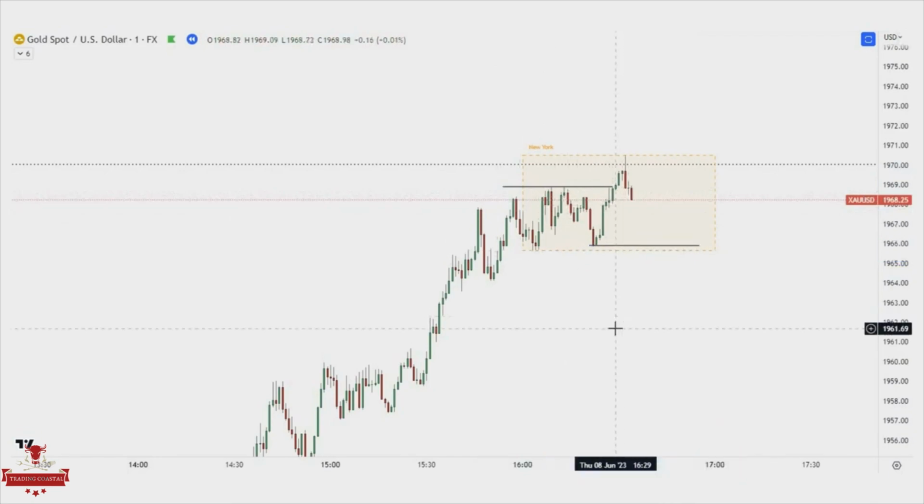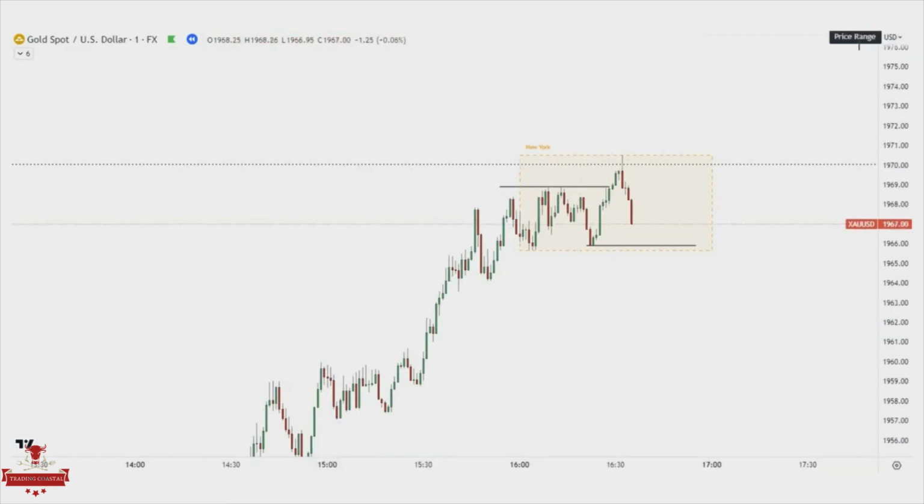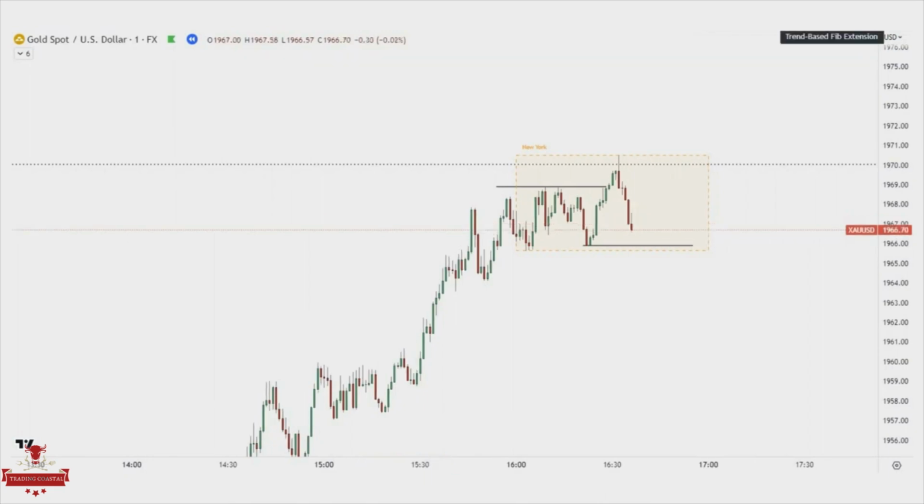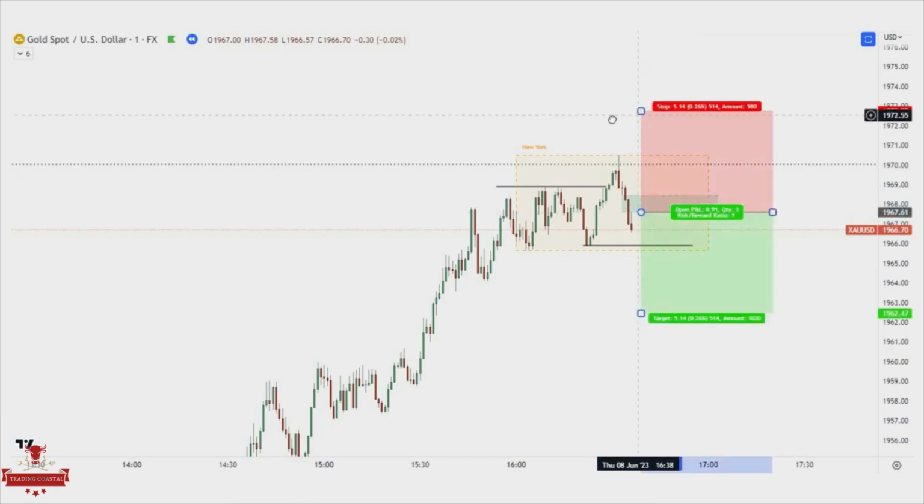As we can see, price completed the first criteria of a silver bullet entry, grabbed the buy side liquidity. Then we had a strong drop in downside direction, leaving behind a fair value gap that will serve as entry level. This is the second criteria. The third one, it's the market structure shift.